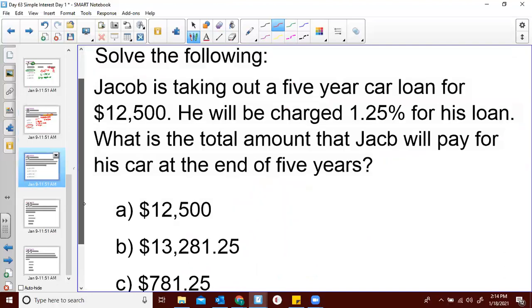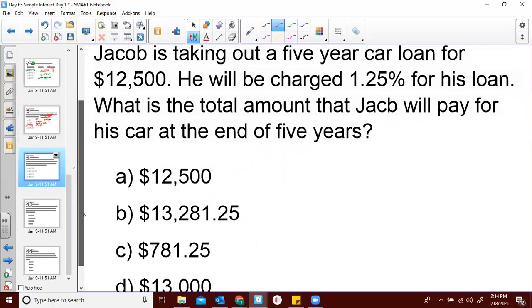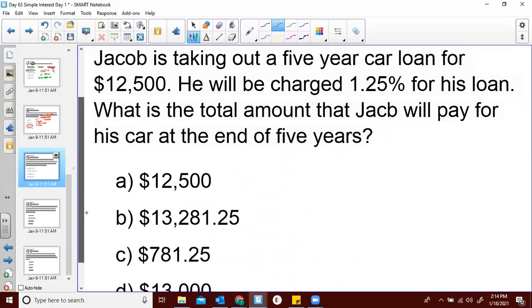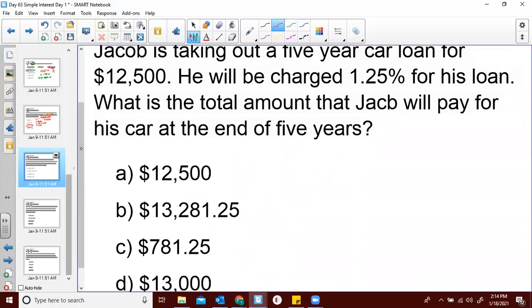All right, Jacob's taking out a 5-year car loan for $12,500. He'll be charged 1.25% for his loan. What is the total amount that Jacob will pay for his car at the end of the 5 years? What is the total amount? Let me highlight that. Remember, what is our total amount that Jacob's going to pay? So that's going to be him paying back this principal, the $12,500, but also paying back what his interest is going to be, right? So I'm going to put in I equals PRT.